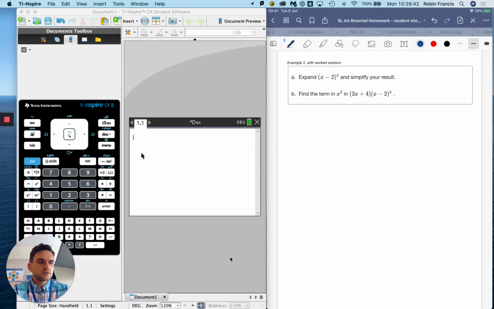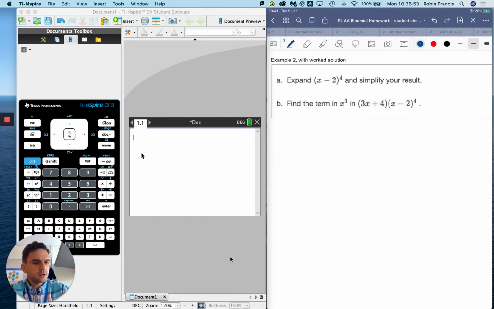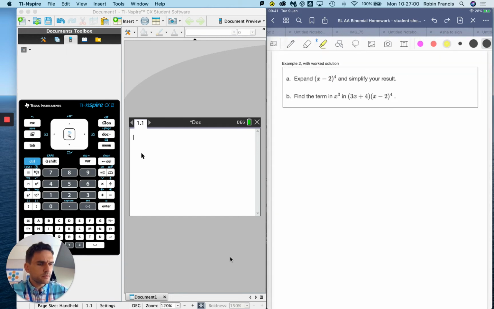Okay, second question we're going to have a look at. X minus 2 to the 4, simplify your result, is the first part of this question. Now, I'm looking at the power of 4, and I think I might take the option here to use Pascal's triangle because it's not especially high. We could use combinations. It should get you the same answer either way, so whatever you're comfortable with, really.